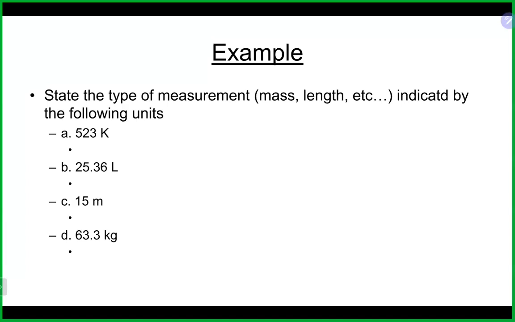All right. So here we want to, as I mentioned before, understand the type of unit or measurement we're taking. So obviously here, if I have Kelvin, that is measuring what type of measurement? That is measuring temperature, right? Liters is measuring volume. Meters is length, or distance, and kilograms should be mass. So as we talked about last time, it's important to understand that and what those units represent.